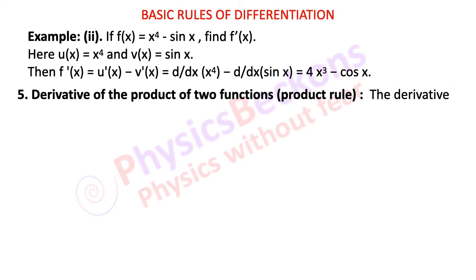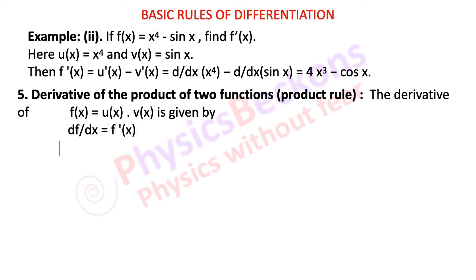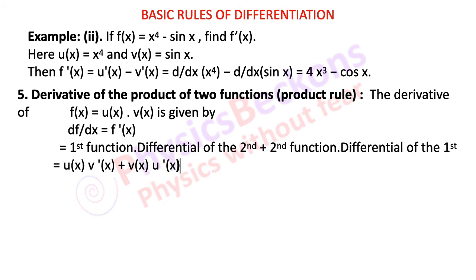Derivative of product of two functions. The derivative of f(x) equal to u(x) into v(x) is given by f dash x, or first function, that is u(x), multiplied by the differential of the second, plus the second function, that is v(x), multiplied by the differential of the first function. That is, u(x) into v dash x plus v(x) into u dash x.